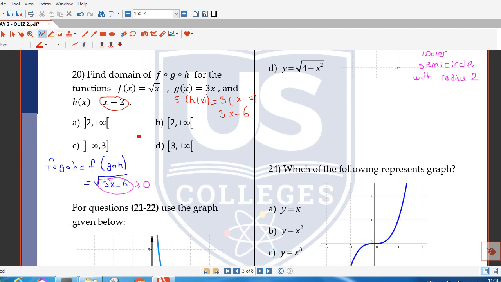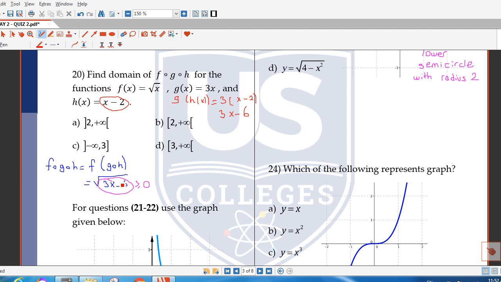Domain of f of g of h. To find the domain of f of g of h, first of all, we have to prepare our composition function. The h function will be written in the function g. 3 times x minus 2 becomes 3x minus 6. And all this stuff will be replaced in the f. G of h will be written in the f. So square root of 3x minus 6 will be the composition function f of g of h.